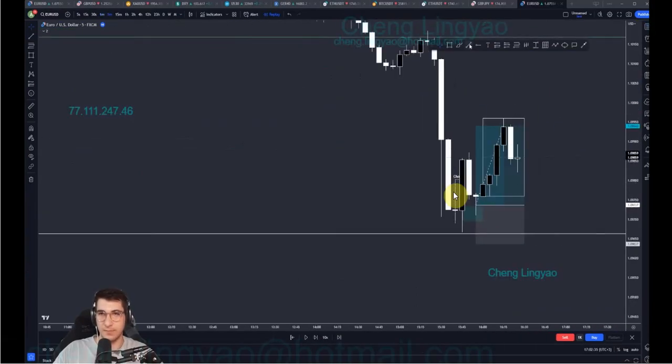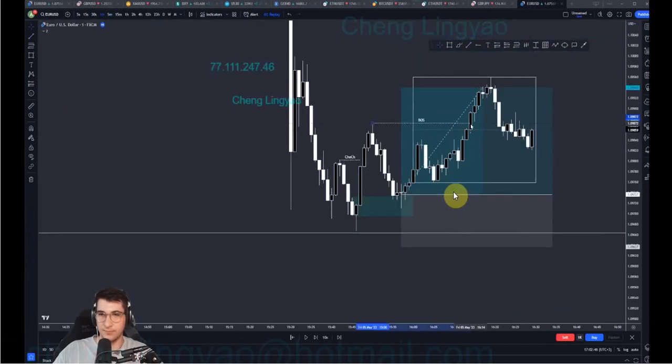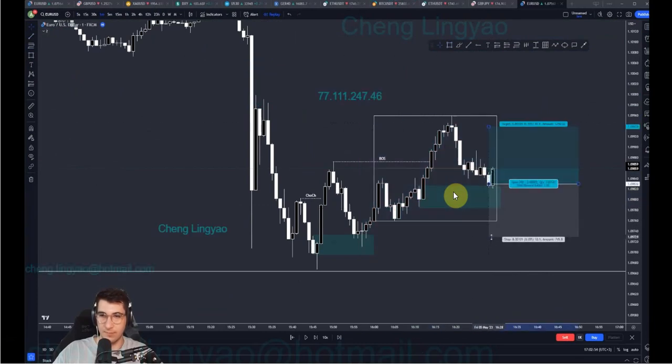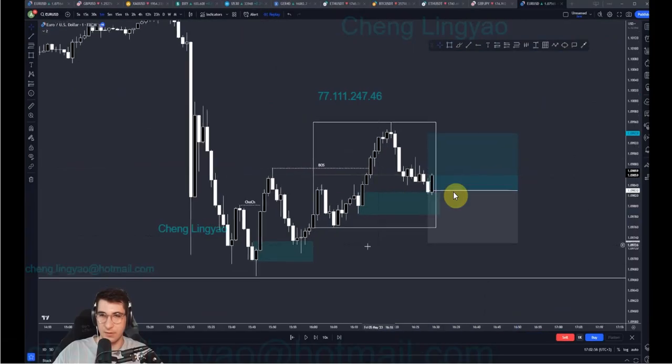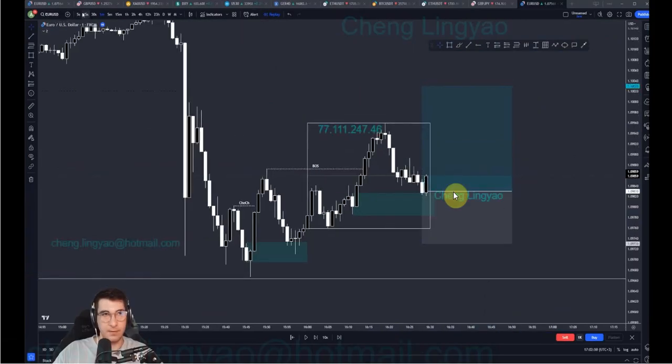So 5 minutes, you have the break of structure on the 5 minute here. So now you can look for another re-entry. After the break of structure, you have the 1 minute POI here. And then when it comes in, again, you can enter, have a bigger stop loss, aim for 1 to 2, or even go down to the seconds.